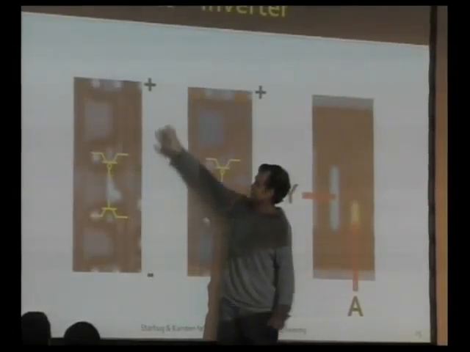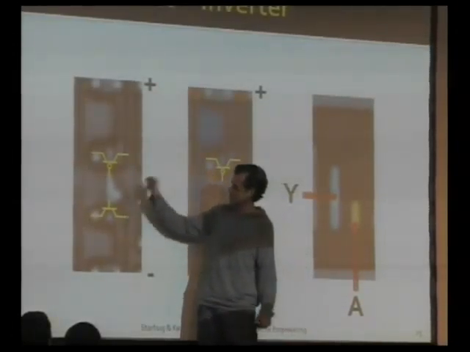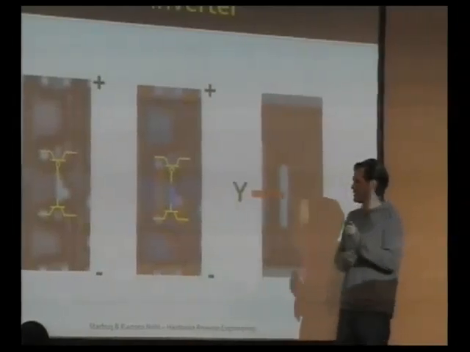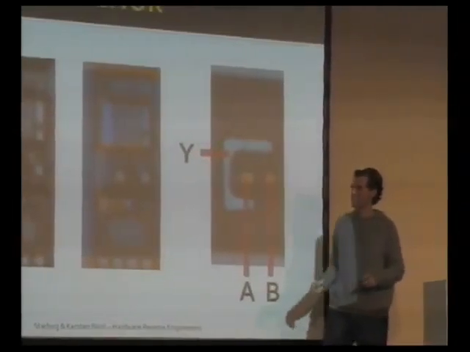Conveniently connected to power and ground. So if you do the truth table, you'll see whatever you put at the input, the opposite will come out at the output. So it's an inverter. Every other logic gate will be similar to this.